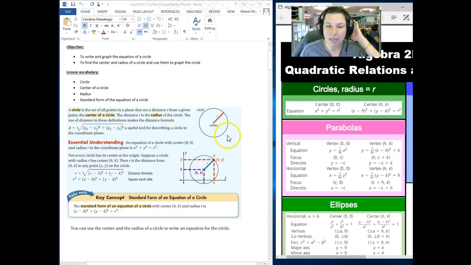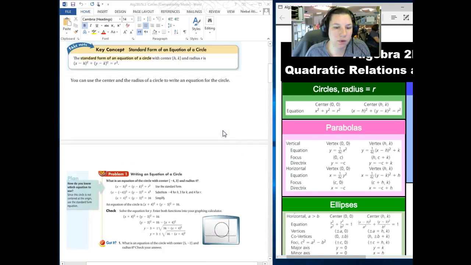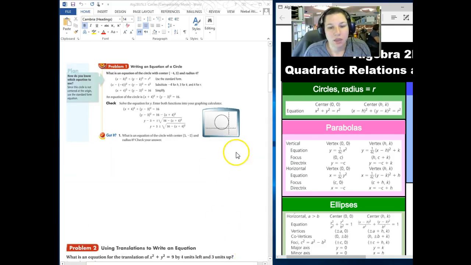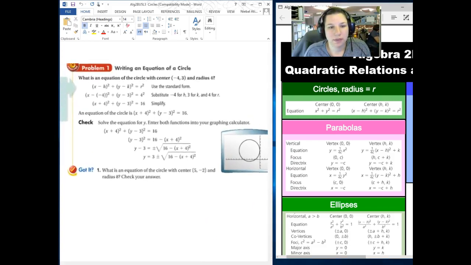The two main properties you're going to be looking at for circles are the center and the radius. So if you have those two things, then you should be good to go to formulate the equations that you need. Right, so the first one, let's make this bigger for you.